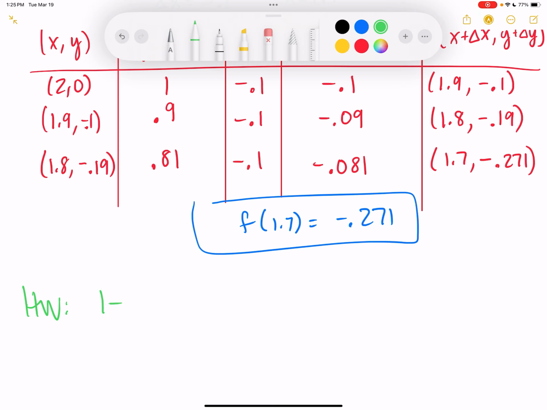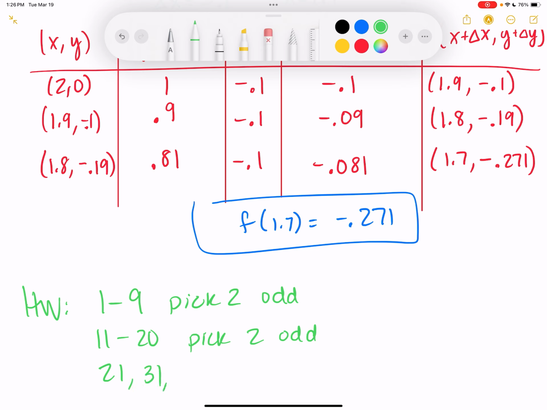I'm going to say out of 1 through 9, pick 2. I don't care which ones you do. They need to be odd ones. 11 through 20, same thing. Pick 2 odd ones. 21. 31. 53 and 55.